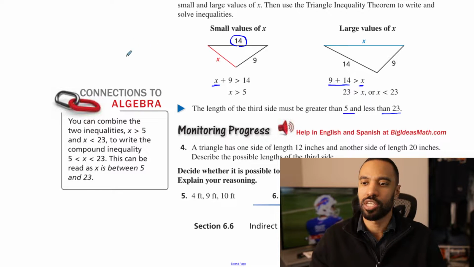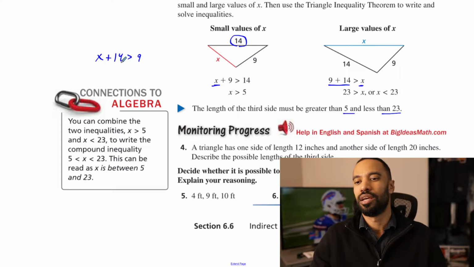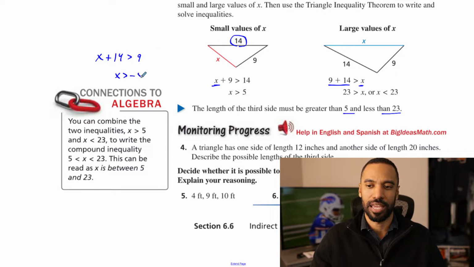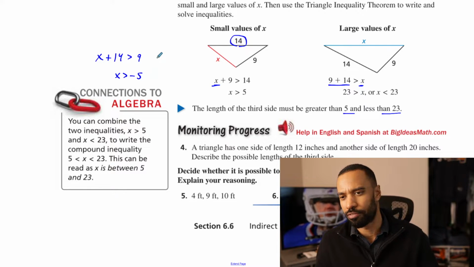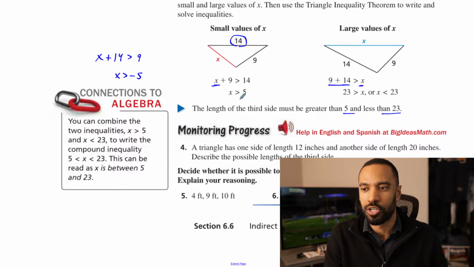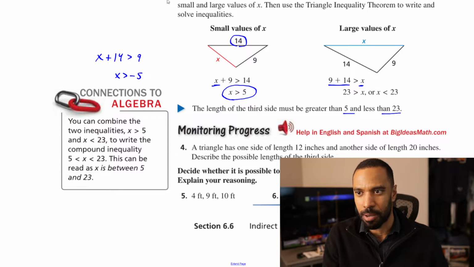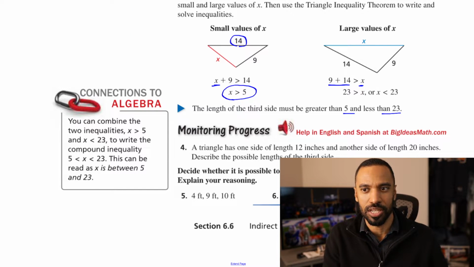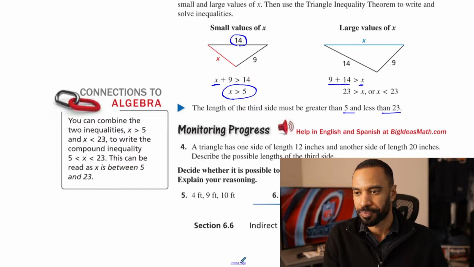Now, notice that they never did x plus 14 is greater than 9, because this would say x is greater than negative 5. Not only can x not be negative numbers to qualify here, but with x being larger than 5 already, it already hit our bottom, and this can't be our bottom. Remember, 9 cannot be the longest side if 14 is there, so there's no reason to make that comparison. It doesn't really make sense to do.